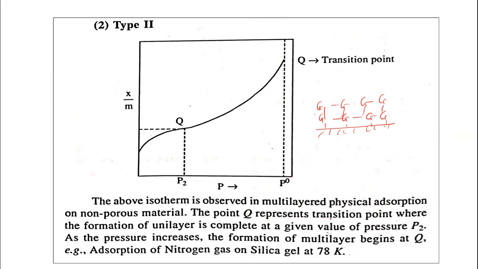The point Q represents the transition point where the formation of the unilayer is complete. At this point, the unilayer, meaning one layer, is complete. Now we know that in the multi-layer adsorption process, first of all, the unilayer is formed, then onto that unilayer, the second layer is formed, then the third layer is formed. In this way, it goes on. So the point Q is the point where there is a formation of the monolayer or unilayer. Beyond that, a number of layers go on forming, and the amount of the gas adsorbed per unit mass of the adsorbent increases as the pressure increases.